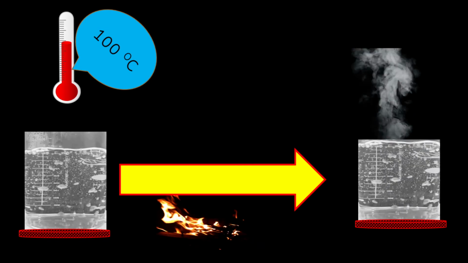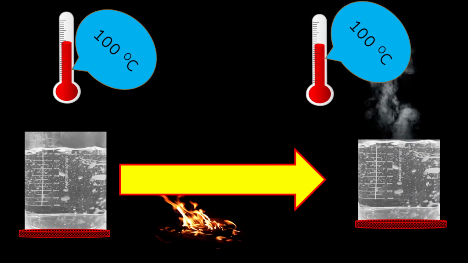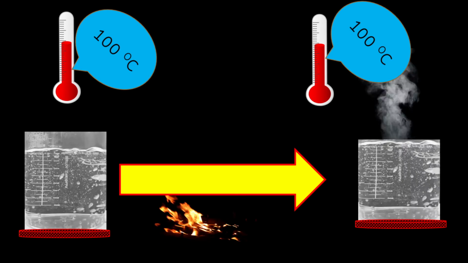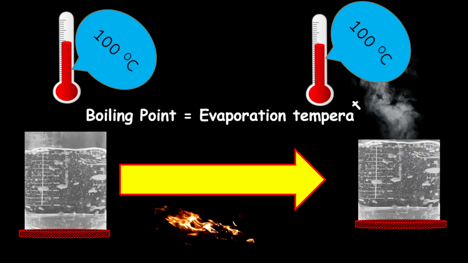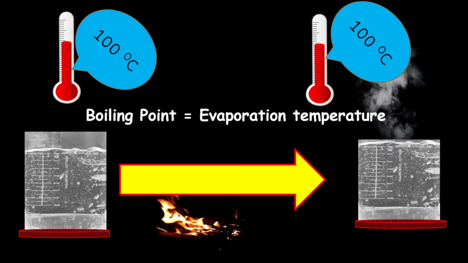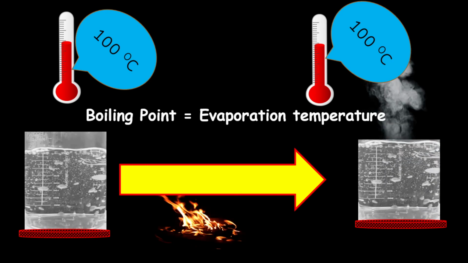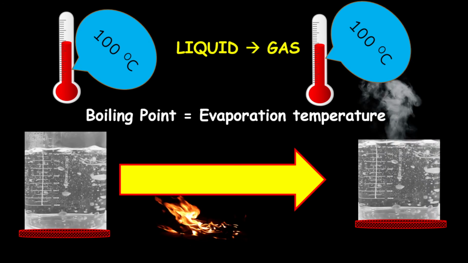Now, what if we take that 100 degrees Celsius liquid water and apply heat to it? What will happen here is that the water will start to give off steam, which is gas. So notice here again, the temperature is not changing, but there is a change of phase. And so what we can make note of is that the boiling point is equal to the temperature at which water evaporates. And so hence we have liquid turns into gas.